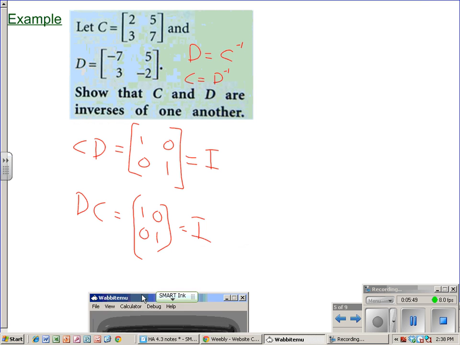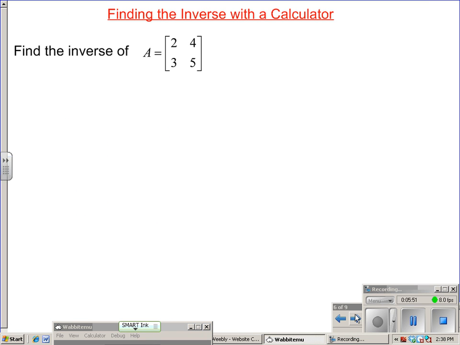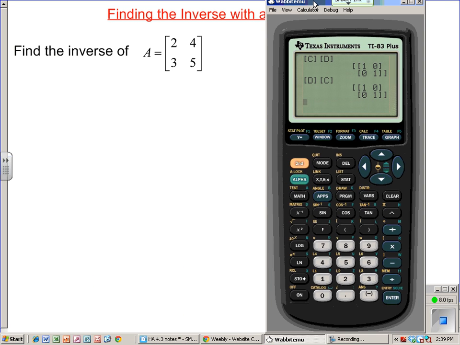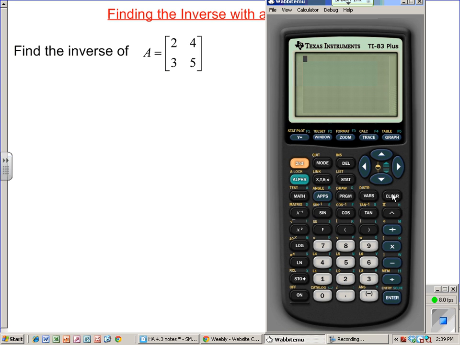All right, let's get rid of the rabbit calculator. All right, finding the inverse with a calculator. Well, let's bring the calculator back up. To find the inverse with a calculator, it's pretty easy. I've already entered in matrix A, so for you, you got to enter it in. You go to matrix. If you're going to enter in a matrix, you go over to edit. I've already entered in matrix A, so I'm just going to go to names, hit enter. There is matrix A. I want to know what is the inverse of it.